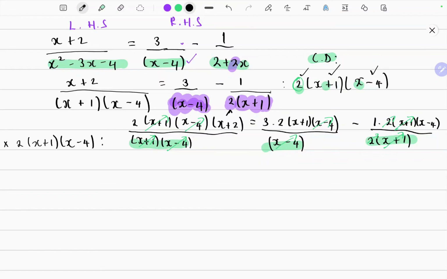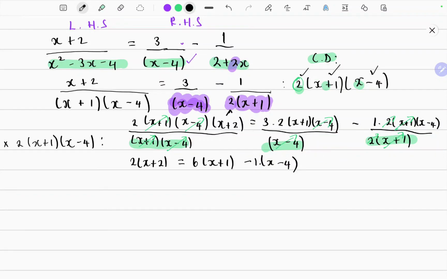So now we can simplify expressions on the left-hand side and right-hand side. So this is 2(x plus 1) is equal to 3 times 2 is 6, (x plus 1), minus (x minus 4). So there's a 1 here, there is a 1 there. Sometimes we don't write it. If you don't see it, it means there's a 1 there.